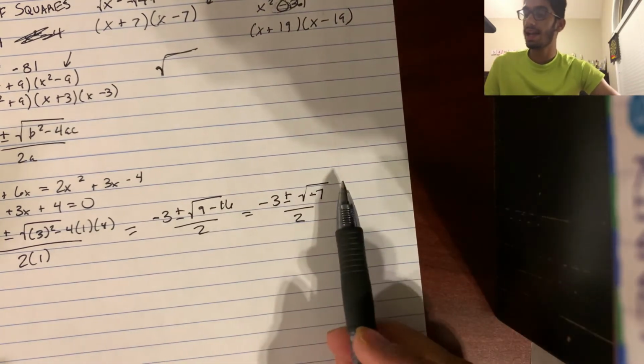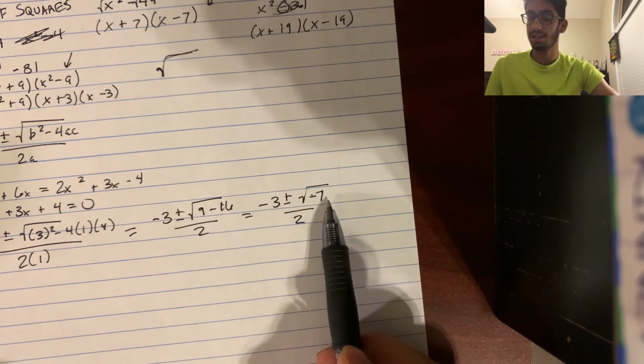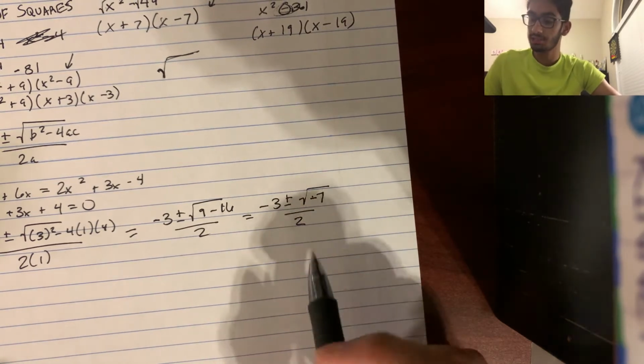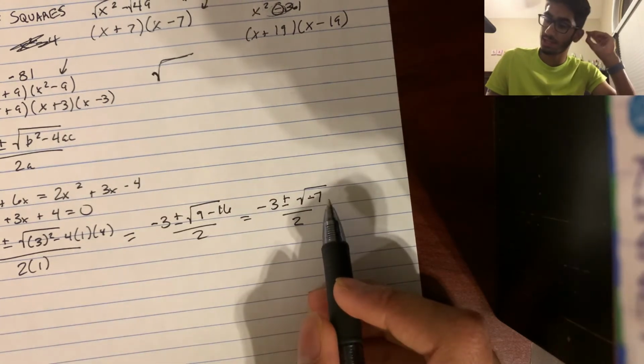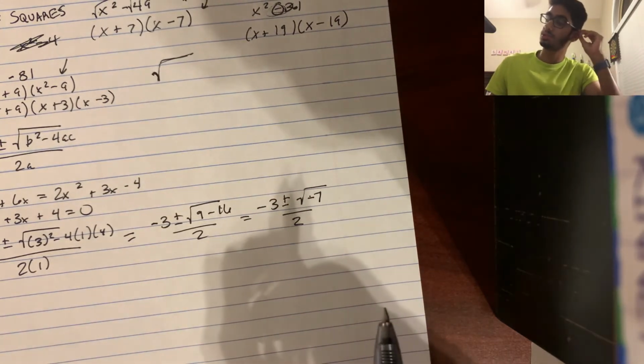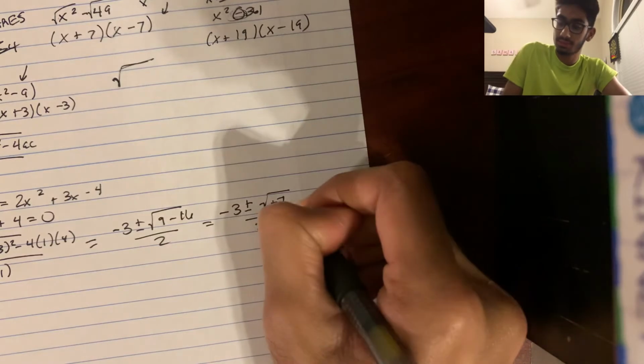So anytime you have a negative radicand, a radicand is the number underneath the radical, you cannot have that. So you have to do something called imaginary numbers.